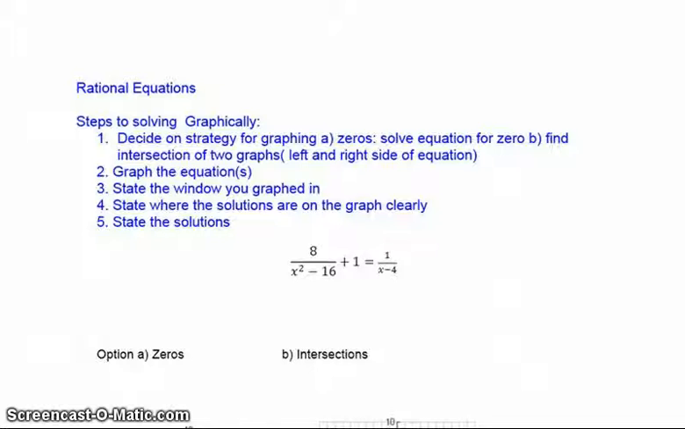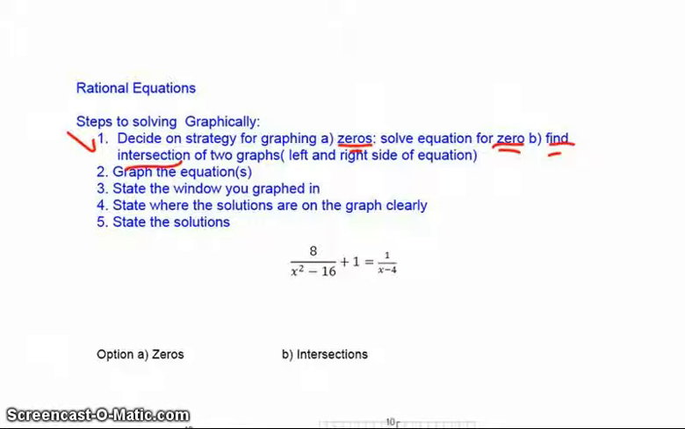Okay, so we're solving it. If you look at this equation, it's actually the same equation as before. And now we're just going to do it without using algebra. We're going to use graphing. So we're going to decide on which strategy. In this case, we're going to try both out. We're test driving both. One of them is called using zeros, where you solve the equation for 0. And method B is where you find the intersection. And you might be clear on that, but we'll make sure we are.